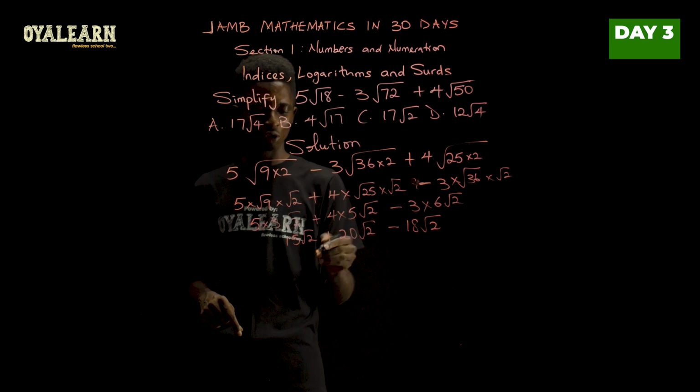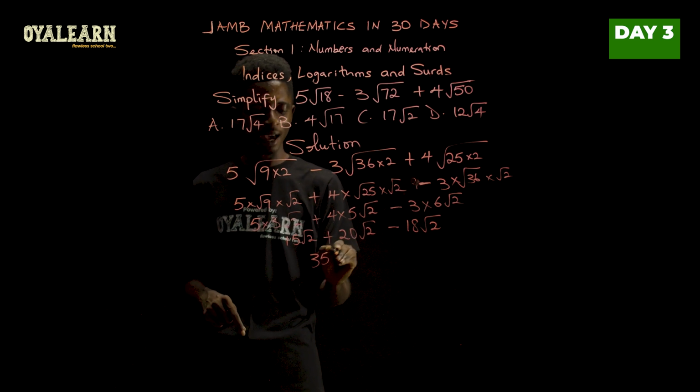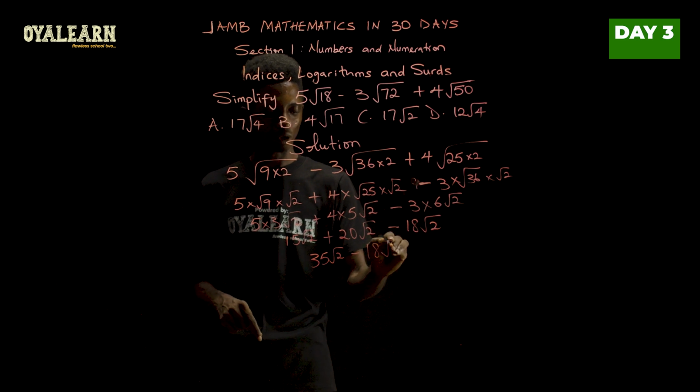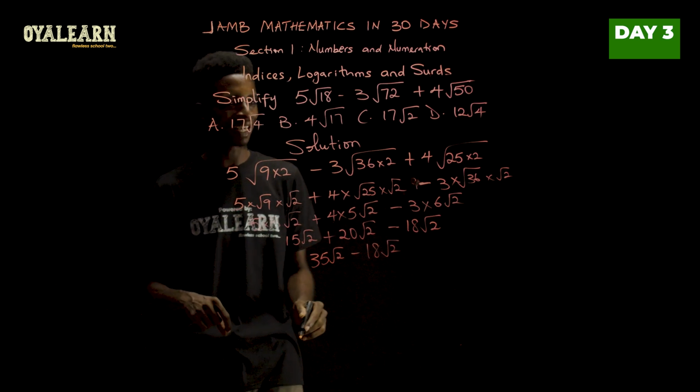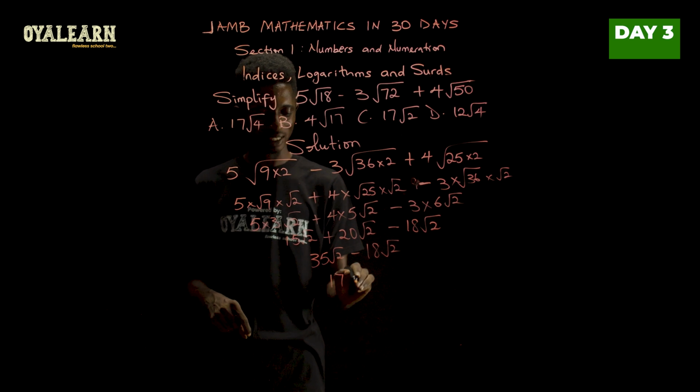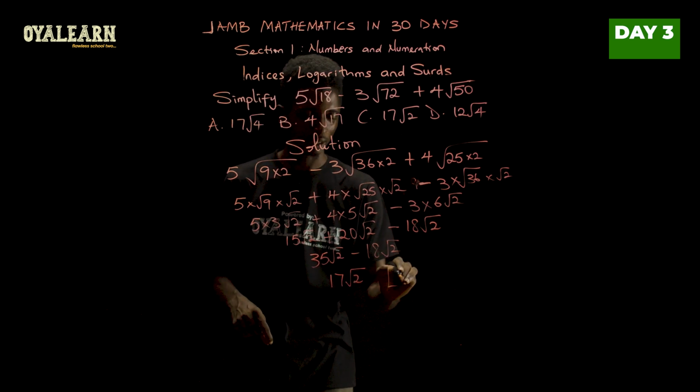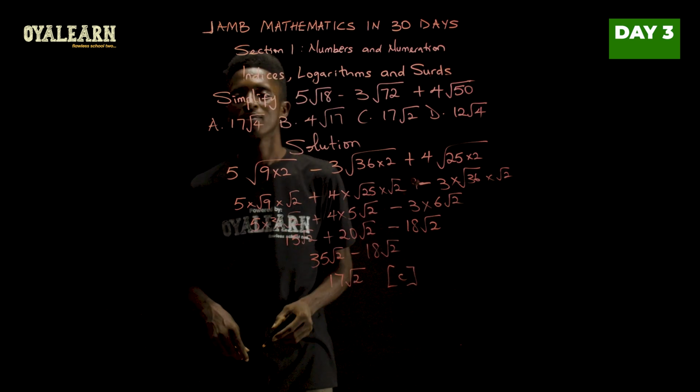Now, when we add these two, we would have 35 surd 2 minus 18 surd 2. So the final answer is 17 surd 2. So the correct option is C.